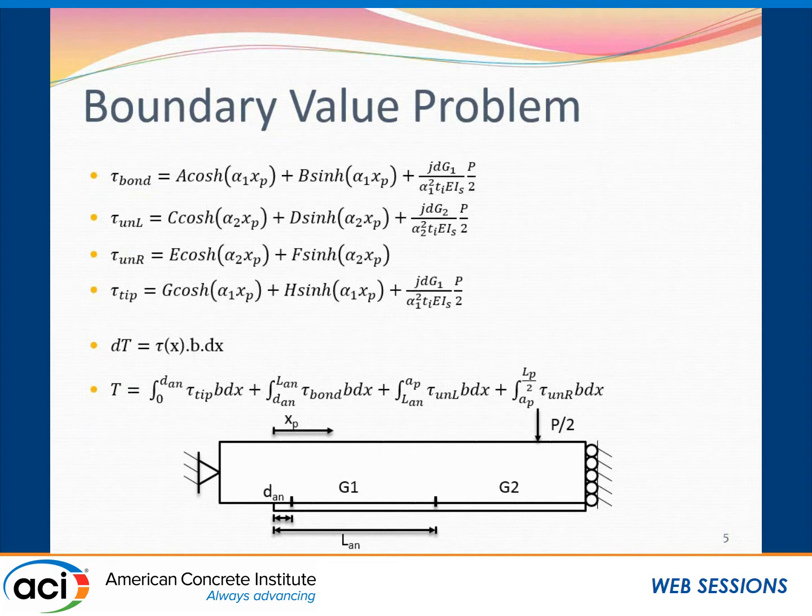Here we have two main regions. The region between the anchors is fully bonded, and for that we use the shear modulus of G1. We have the second region, which is the unbonded region, and that utilizes the shear modulus of G2. So we utilized the solution of that equation and applied it to the different regions here.